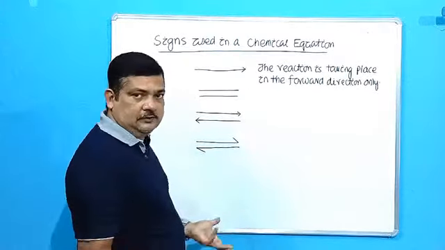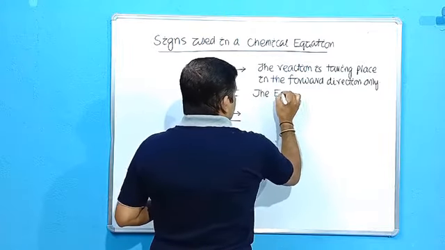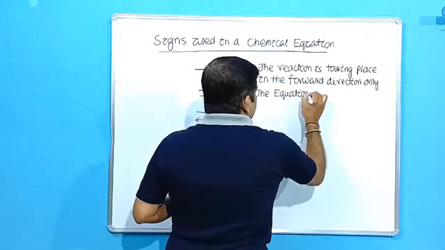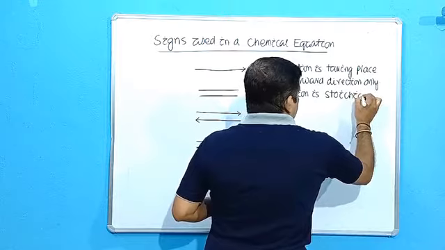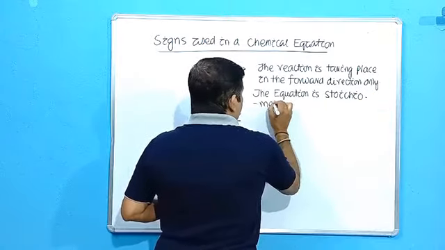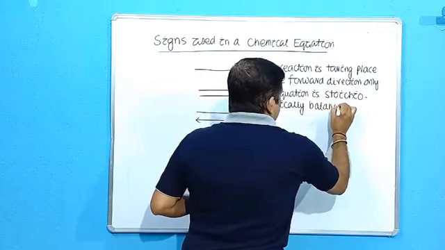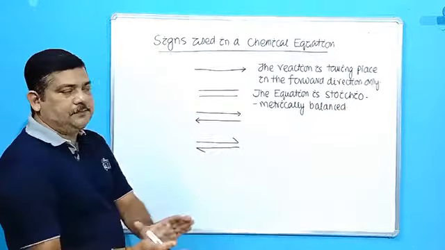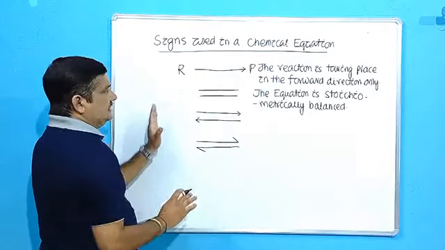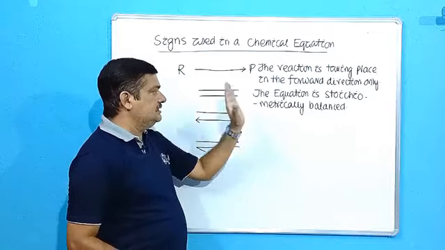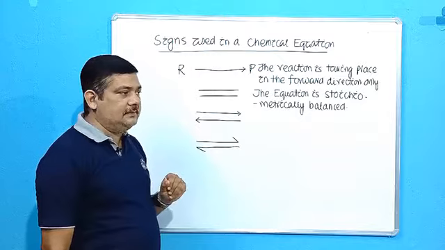Then when there is equal mark, I already told you, the equal mark means the chemical equation is stoichiometrically balanced. So equal to when placed between reactant and products. In this side we write the reactants, in this side we write the products. So when there is an equal sign between the reactants and products, it means that this equation is stoichiometrically balanced. I already told you what is stoichiometrically balanced.